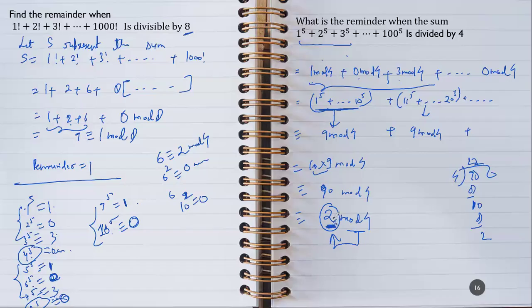Please check on your side what your answer is coming. Right now I am getting 2 as the remainder. If it is not matching, then don't worry. You have to understand the concept of how we are proceeding. Questions can be different, and the question can be done with this concept, so maybe the answer is different. Right now I'm getting 2 as the remainder. Now let us move to the next question.